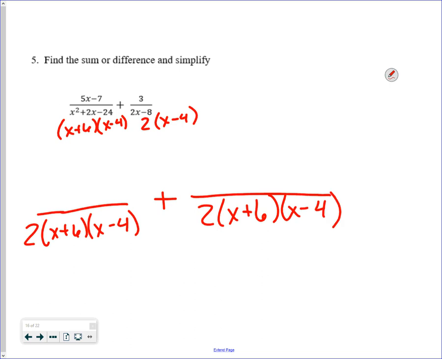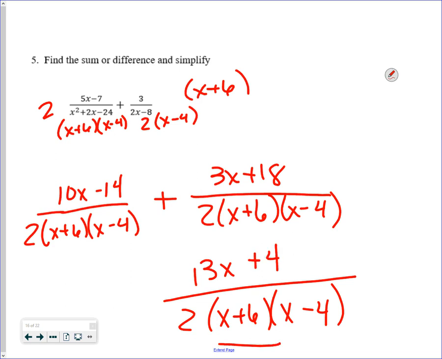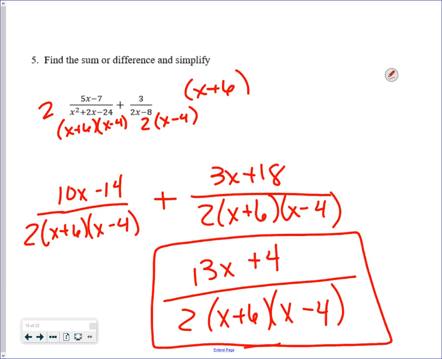Well, the first one, the one on the left, only needs a 2, so I multiply the top by 2. The next one needs an x plus 6, so I multiply the top by an x plus 6. Now for the finale. The bottom stays the same, and I add the numerator. 10x plus 3x is 13x. Negative 14 plus 18 is a plus 4. Nothing cancels, nothing factors, so I am done.